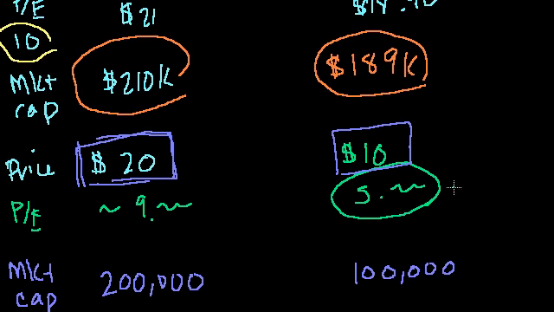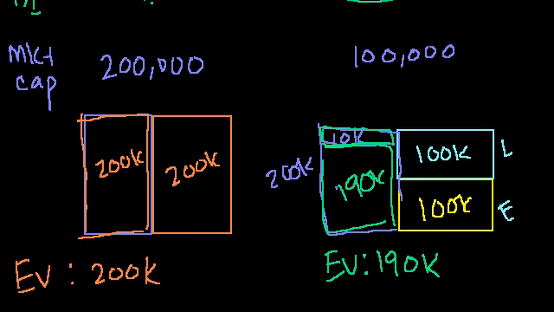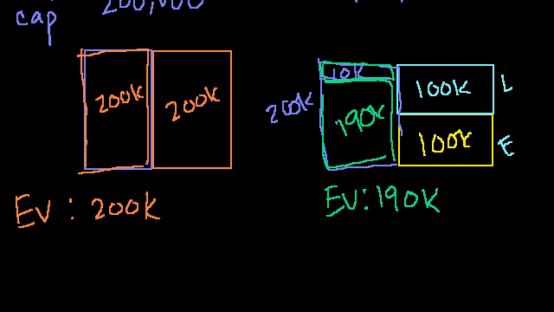So in this case, when you looked at the price to earnings, you're like, wow, this is half as expensive as that. This is a great deal. Let me buy it. And I just happened to make up the numbers so that even when I did the enterprise value, it's only 5% cheaper. Here it looks 50% cheaper. Here it looks 5% cheaper.